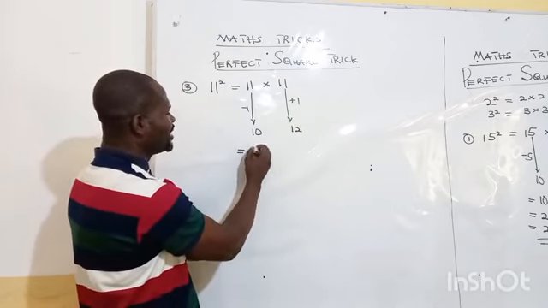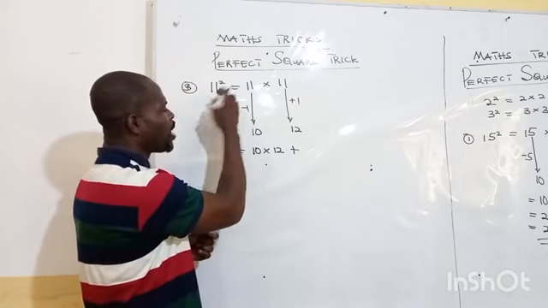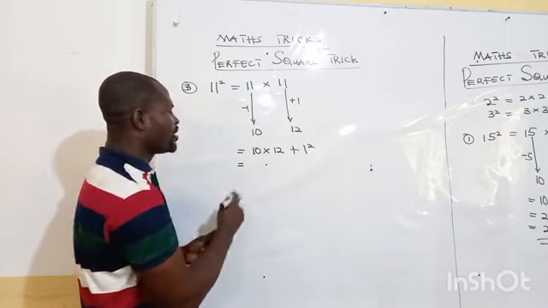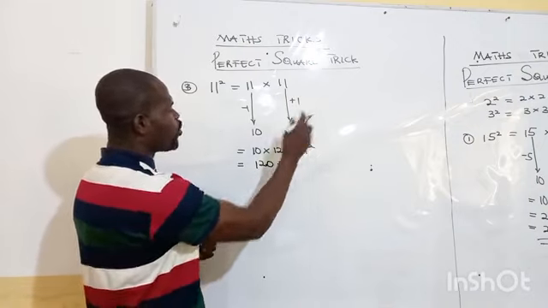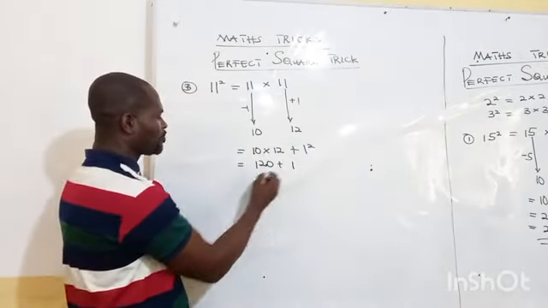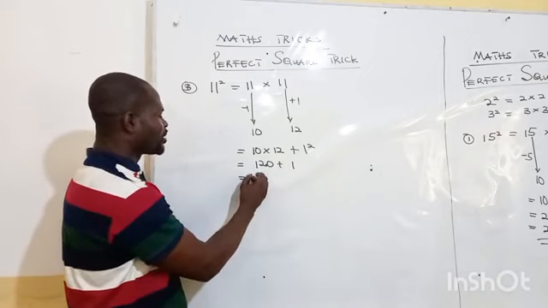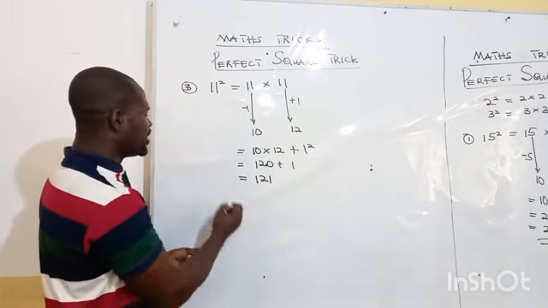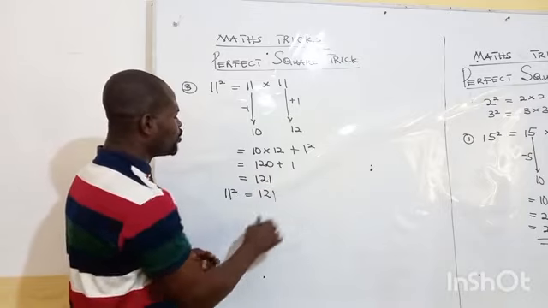Now this is what we have. We have the 10 times 12 plus the number that we are deducting, 1 squared, or the last number. So 10 times 12 will give us 120. 120 plus 1 squared, 1 squared which is 1 times 1, and you are getting 1. So 120 plus 1 is giving us 121, which means that 11 squared is equal to 121.